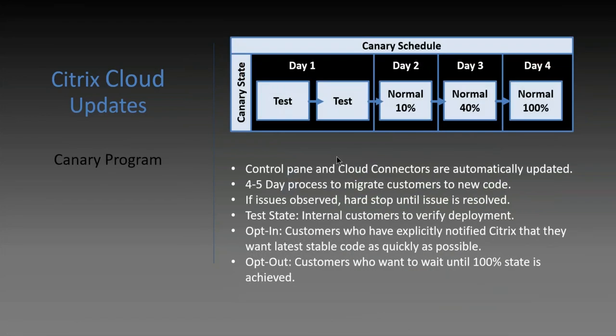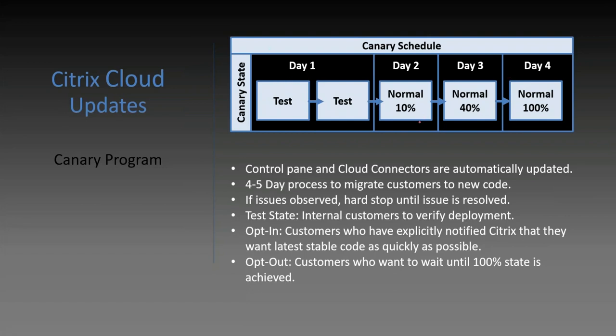So when you're looking at the Canary Program, you'll see it. This is a 4-day cycle that happens every 2 weeks. On day 1, the Canary test will come in. These are any customers that are coming with a Canary will come in for day 1 on the system. So the control plane, the cloud connectors will automatically be updated. The system will then go over a 4-day process to make sure that we're not putting something out that's going to cause problems. So on the first day, your canaries will come in.